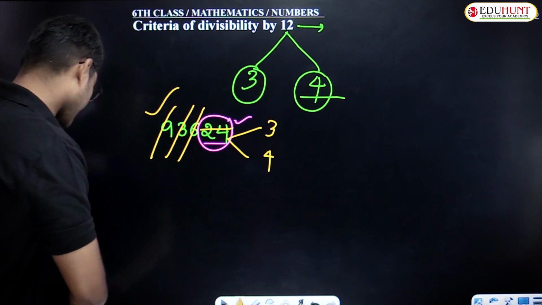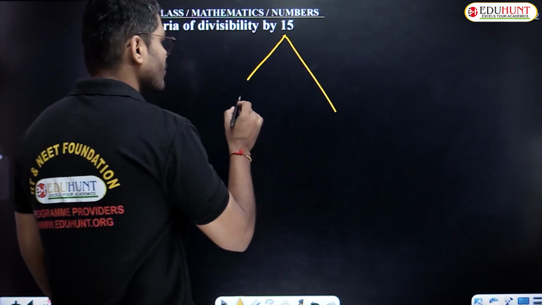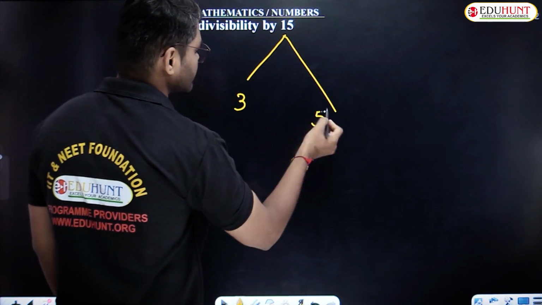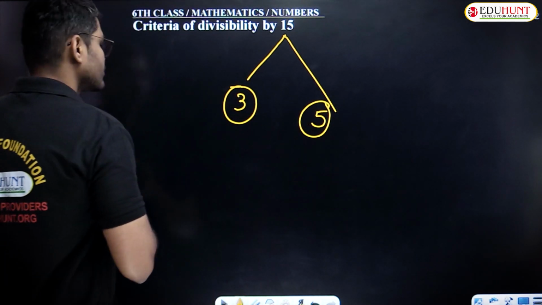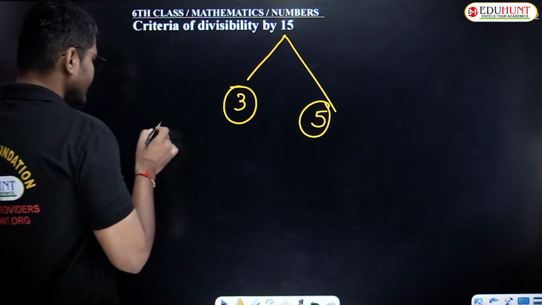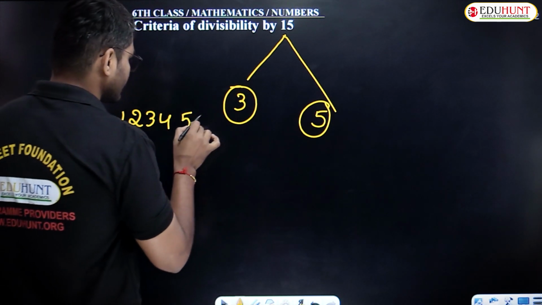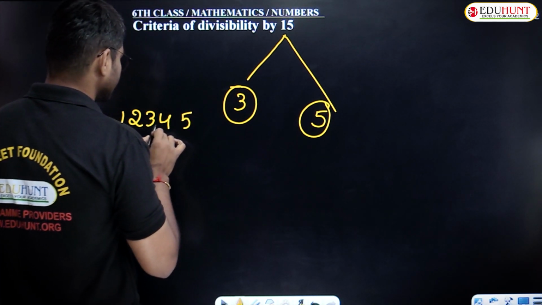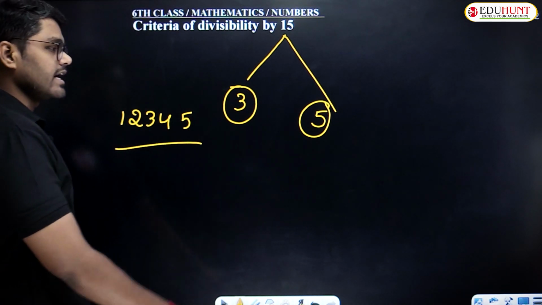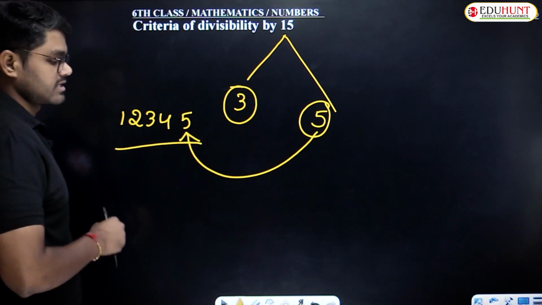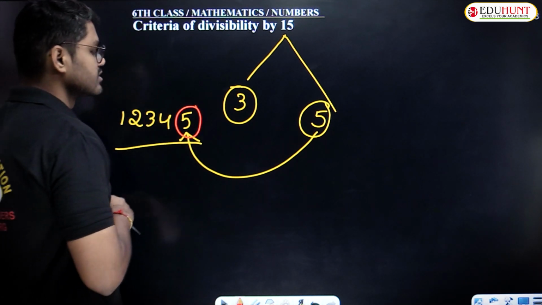Okay, very easy. Next, 15. The 15 divisibility rule is nothing but, what are the factors of 15? 3 and 5. So, the number must be divisible by both 3 and 5. Here, see, take one example: 1, 2, 3, 4, 5. Take this number. For the 5 divisibility rule, the unit digit must be 5 or 0. Here it is 5, therefore this number is divisible by 5.